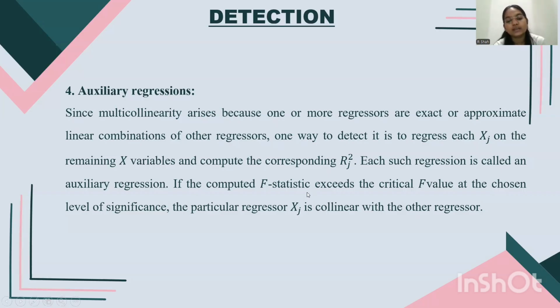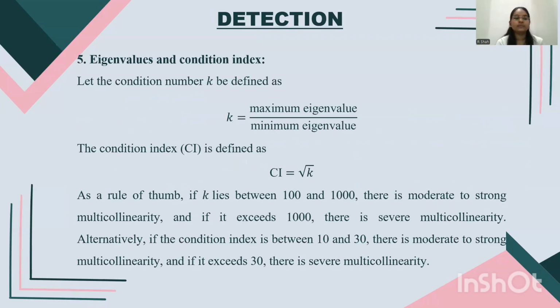If the computed F statistic exceeds the critical F value at the chosen level of significance, the particular regressor xj is collinear with the other regressors. Suppose a second variable's F statistic value exceeds the critical value, so we can say that x2 is collinear with the other regressors.